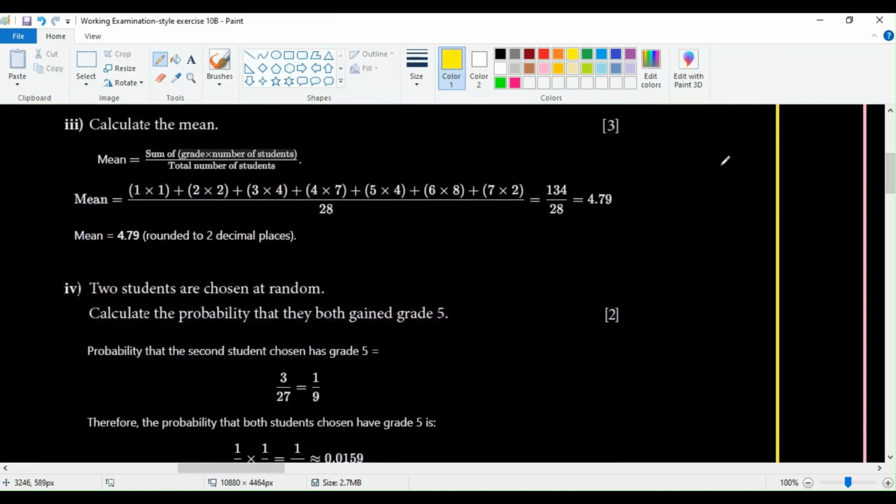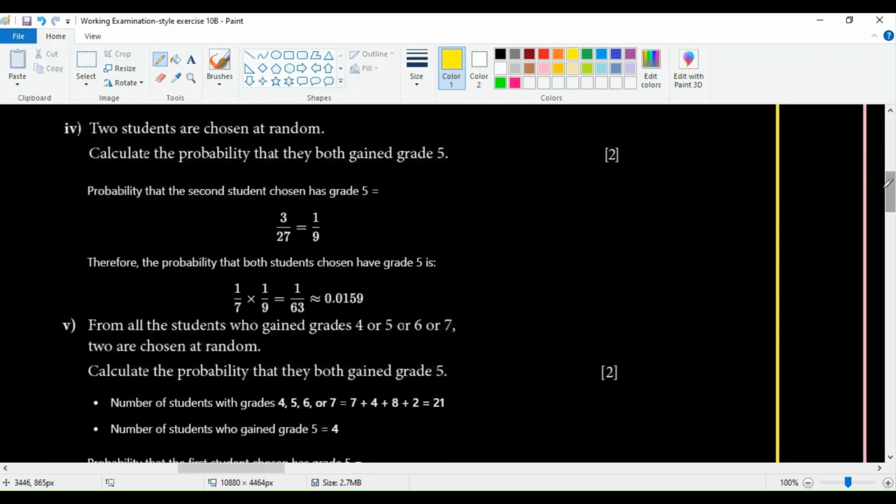Now comes calculate the mean. Sum of the grades times number of students. That means 1 student got grade 1, 2 students got grade 2, and 3 students got grade 4. And that's how it is all added together with the product to give you 134 divided by 28 students to give you 4.79. So 4.79 to 2 decimal places is going to give you the correct answer for this part of the question.